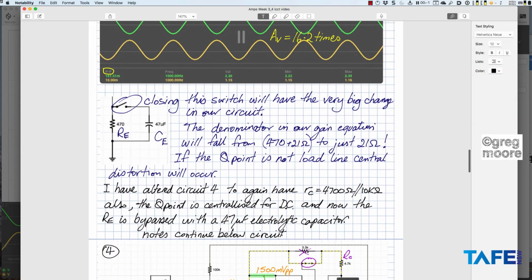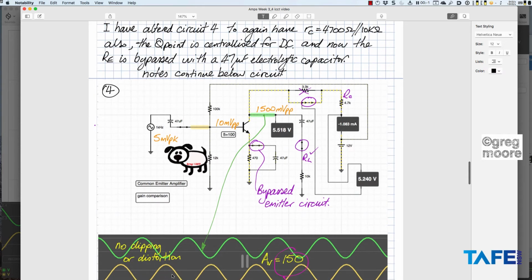All right. In the next circuit, circuit 4, again we have little RC, 4.7K in parallel with 10K. So I've closed this switch again, putting RL back in the circuit, so that will be effectively in parallel with the collector resistance for AC purposes. The Q point is still centralized for DC at around 6 volts, and RE in this case is bypassed by a 47 microfarad electrolytic capacitor. So any AC developed at the emitter junction is going to be bypassed straight down through that capacitor to ground.